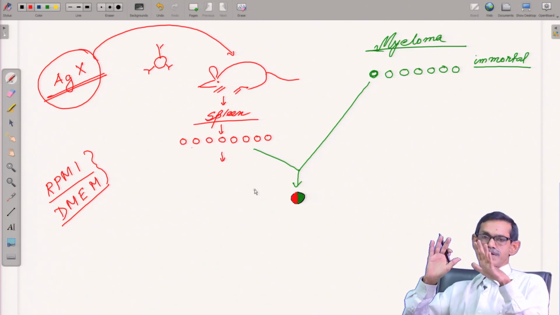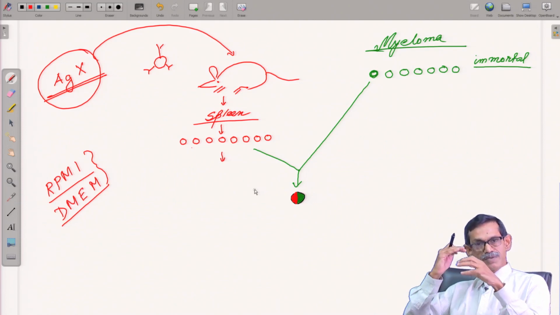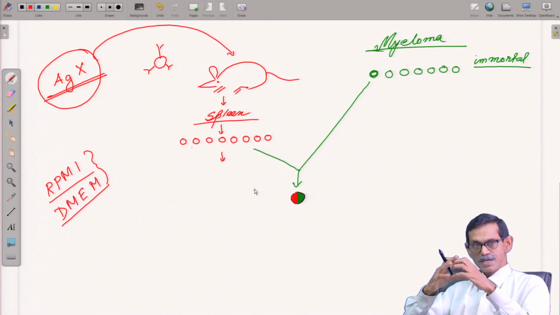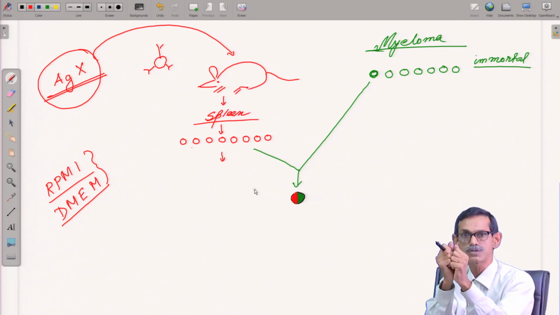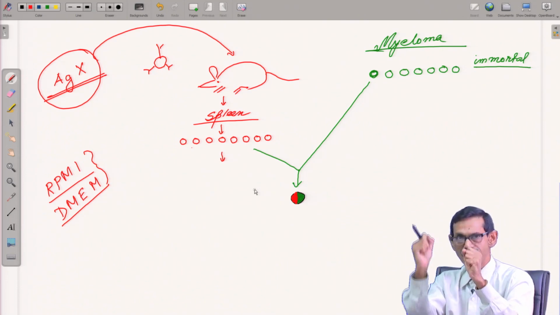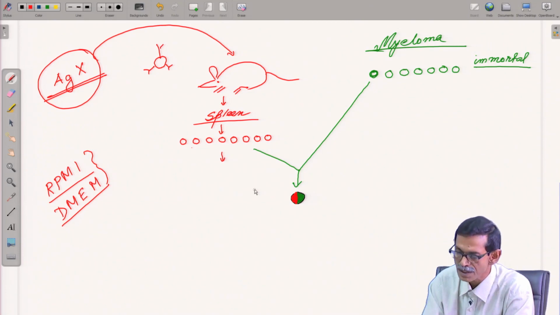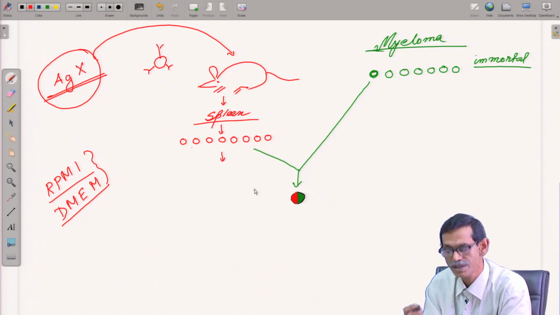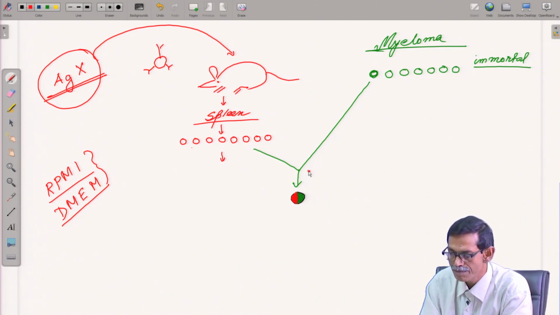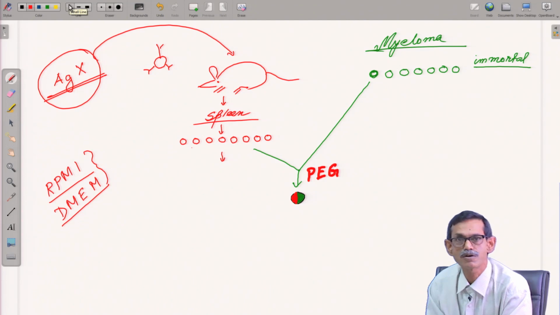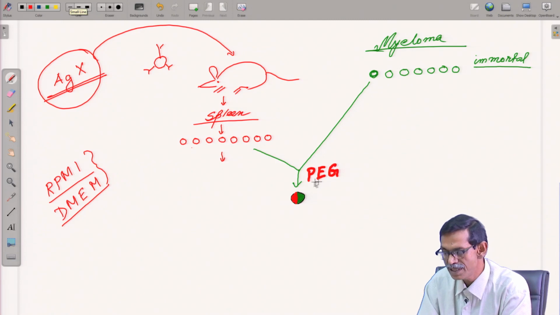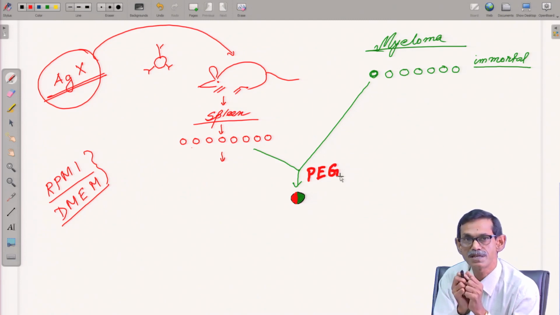You can do it in two different ways. One, if you put them in an electric field, they will fuse. Basically, you have to fuse these two cells. So, B cell and myeloma cell you have to fuse and make them one, having both properties. So, you can do electrofusion or use PEG, polyethylene glycol. PEG has the property to fuse the cells.